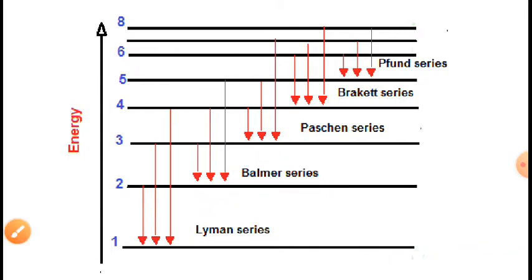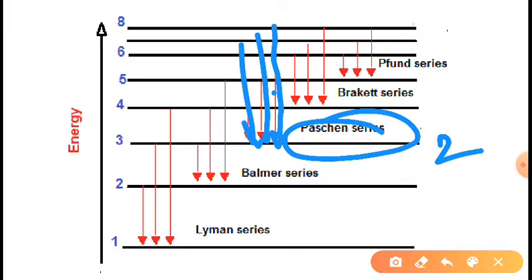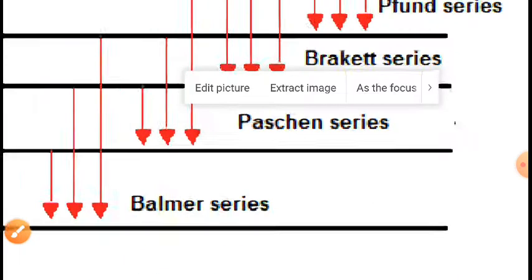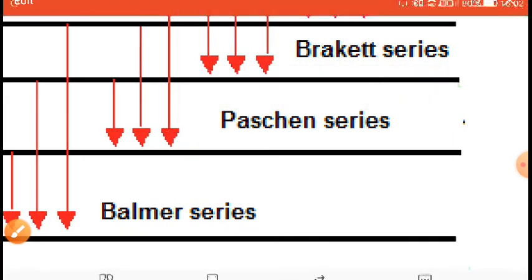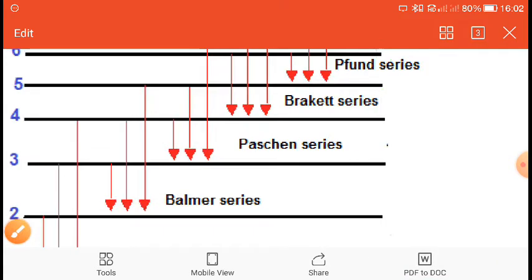Now in the same way, if an atom was at infinity, and from there it has jumped to this place, the second excited state, suppose. Okay. So this is called the Paschen series. This Paschen series region is an infrared region, which is again not visible to our eyes.